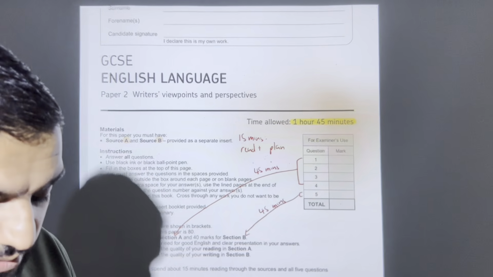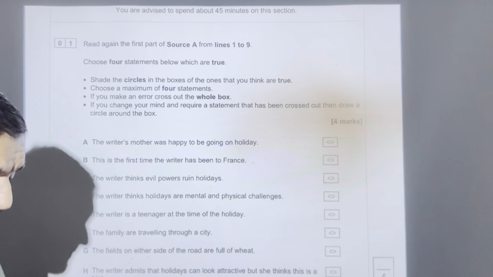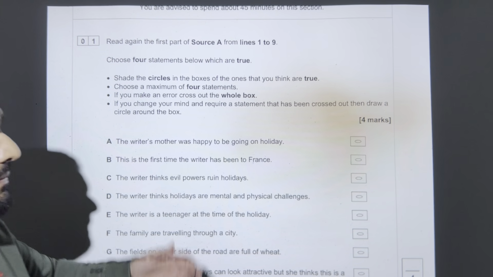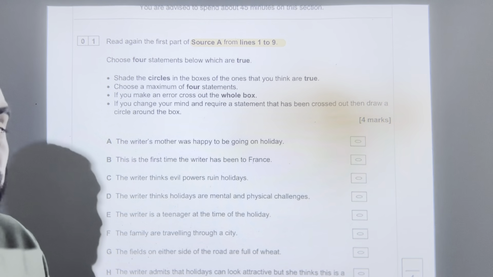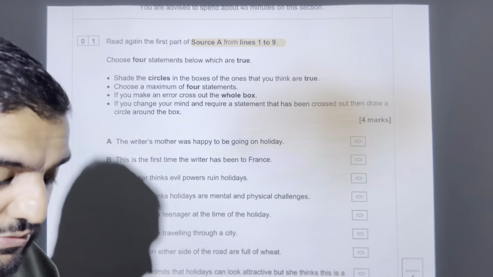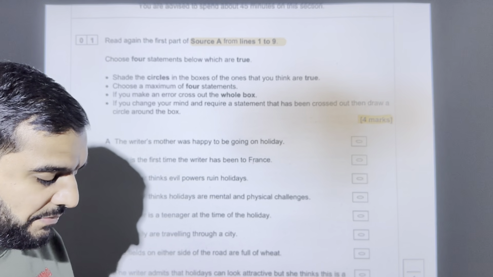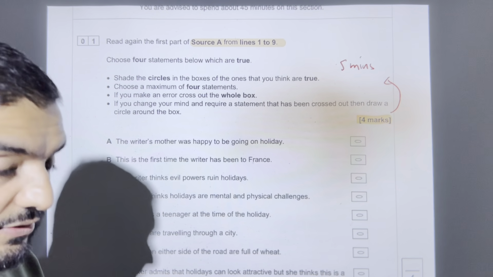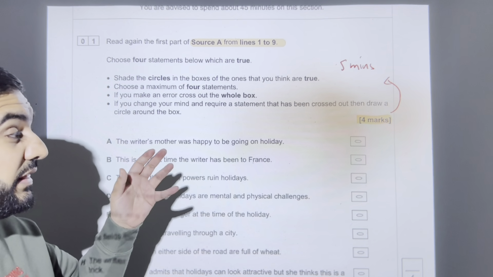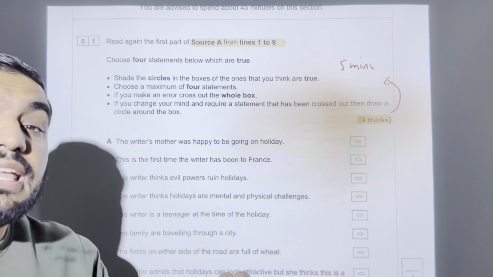Now, we then move on to question number 1. And question number 1, guys, is the same drill. If you look at the first opening paragraph, source A, lines 1 to 9. And the only difference, guys, is the same marks, same time. So 4 marks, 5 minutes. But the only difference between this question and the last question is as follows.